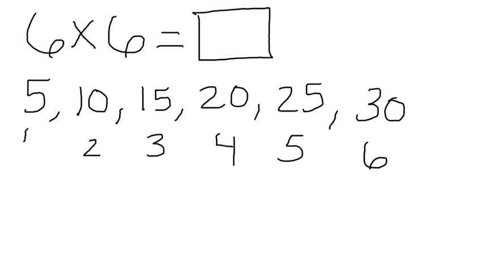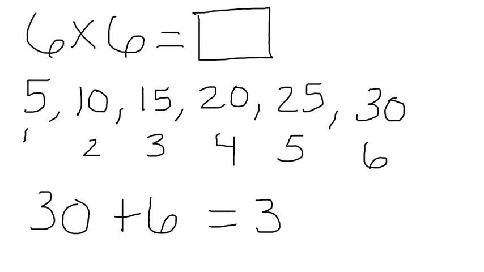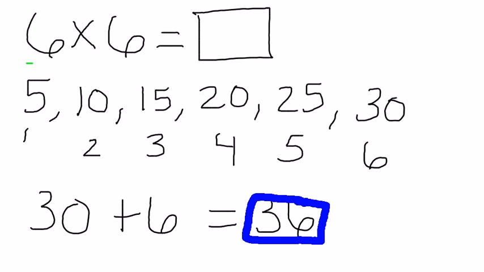Alright, now what we need to do is count by 6 from our last number that we left at. So we left at 30, so now we're going to add 6 more to that. So we have 30 plus 6. And we know 30 plus 6 turns out to be 36. Alright, so that means that 6 times 6 is going to equal 36.